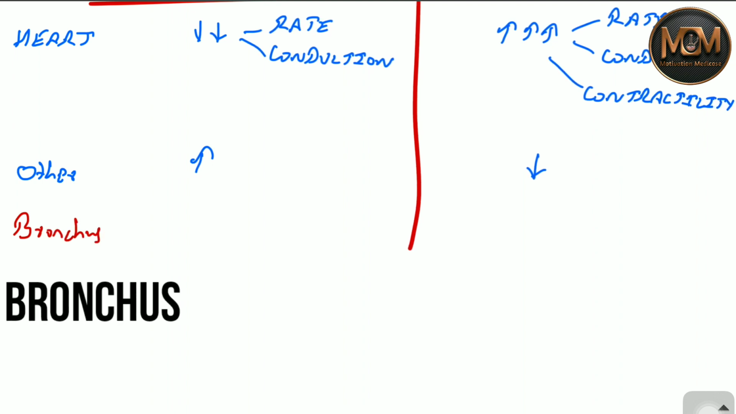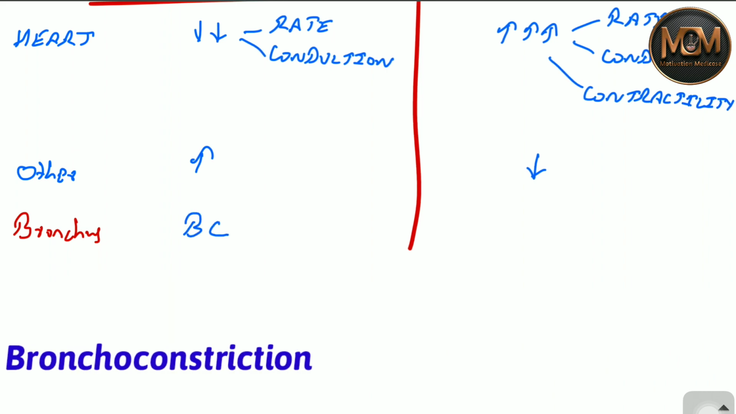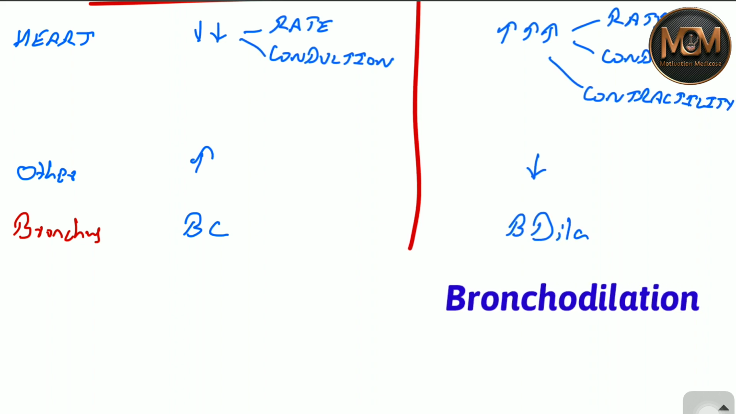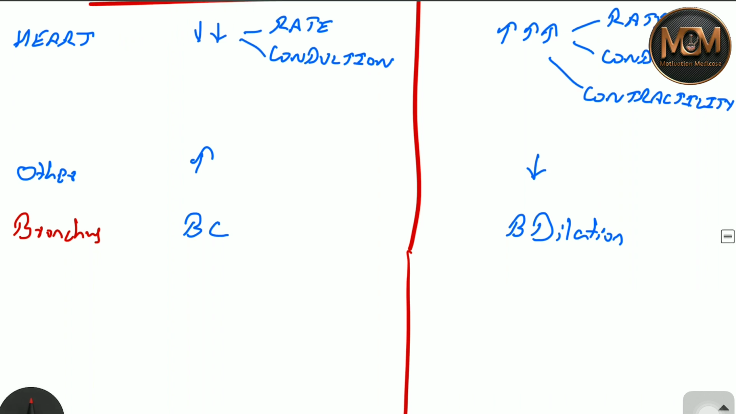Let's first take the example of the bronchus. In the bronchus, parasympathetic is going to increase, which means there will be bronchoconstriction, while in the sympathetic it will be bronchodilation.